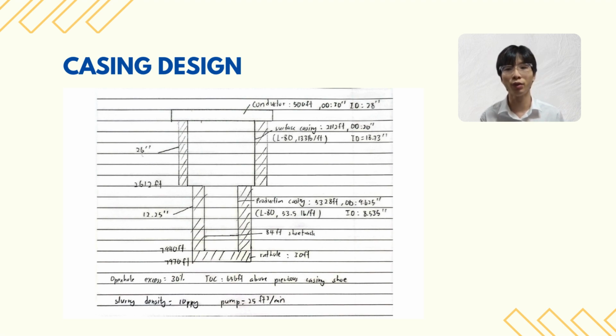For this well, we assume that our open hole excess is 30% and our top of cement is 656 feet above the previous casing shoe. For our slurry density, we decided to use 10 ppg, which is between the formation pressure and the fracture gradient, and the pump rate is about 25 cubic feet per minute. And this is our casing design.